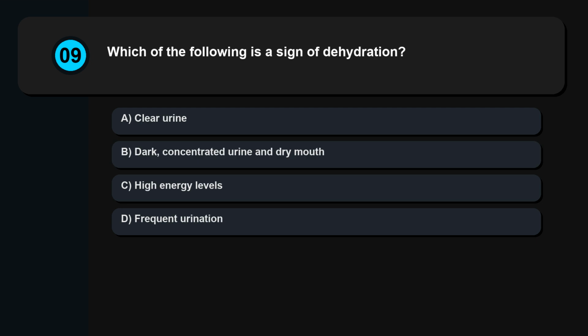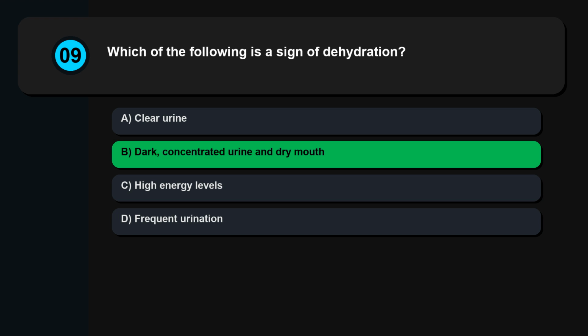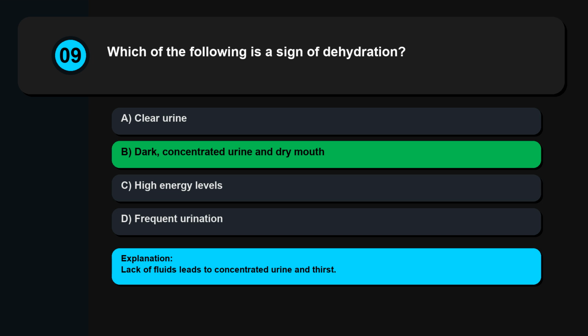Question 9. Which of the following is a sign of dehydration? Clear urine, dark concentrated urine and dry mouth, high energy levels, frequent urination. Lack of fluids leads to concentrated urine and thirst.